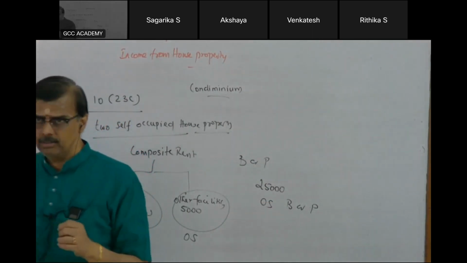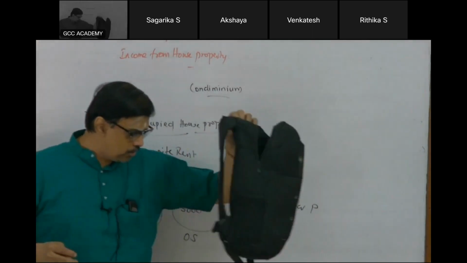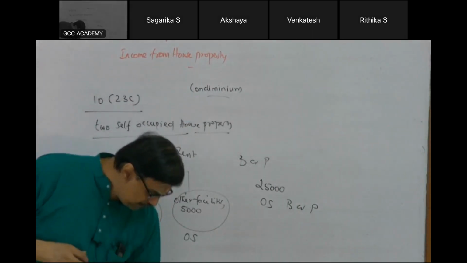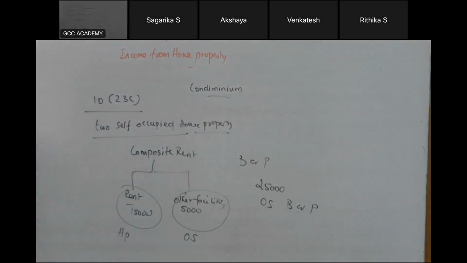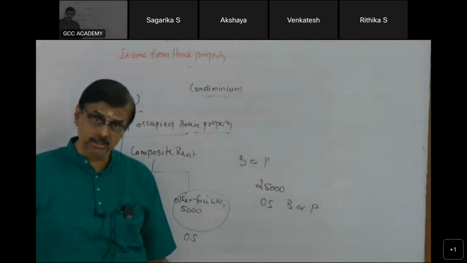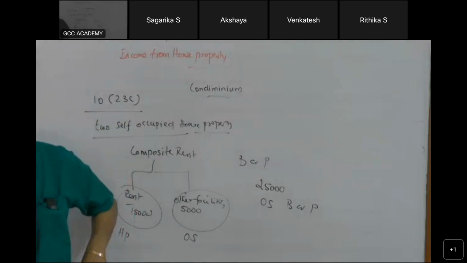Now, one more point, make a note. If a house property is offered with all facilities without a split, then if it is one property, it will go to other sources. If there are many properties, it will go to business or profession. That's the Phoenix Mall example.